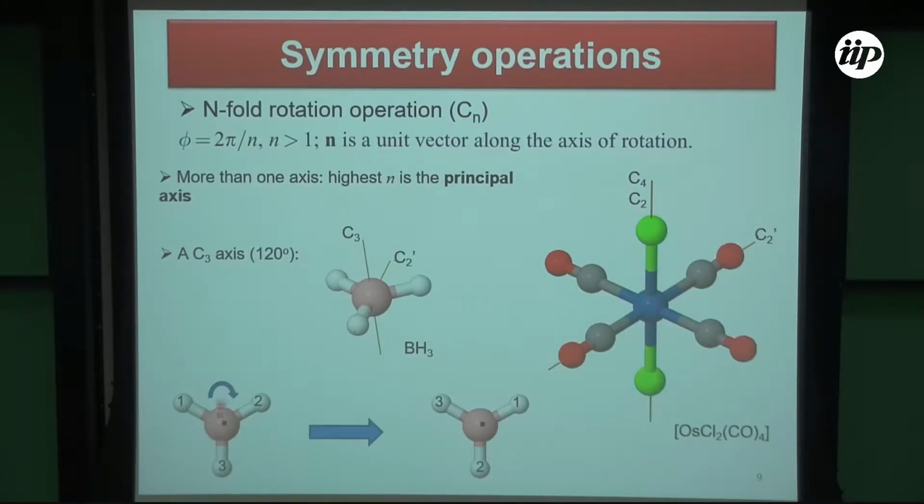Because you can rotate this molecule around this axis. Oh no, this was the C3 rotation, but we could rotate this molecule here and change, for example, 1 to 3 in a C2 rotation. For example, in this molecule here, you have these two different atoms, which are two chlorine atoms, and then we have all these oxygen and carbon atoms here. And then this is a C4 axis. This is the main axis, the principal axis, and then we have all the C2 axes here.